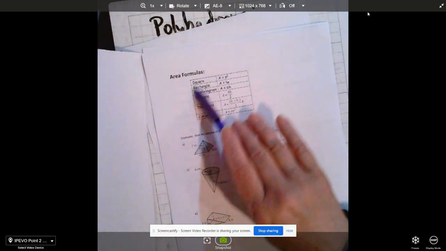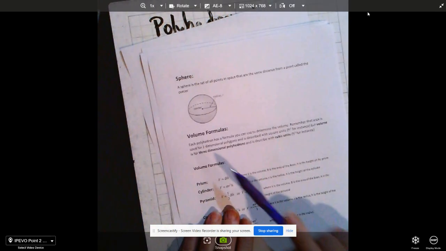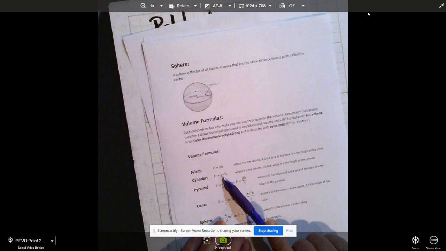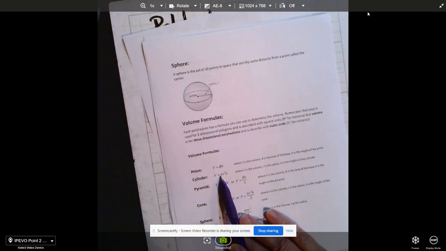So it's important that you know these formulas because you have to use them in order to figure out the volume. So this capital B stands for area of the base. For a cylinder, the volume will be pi times the radius squared times the height. And again, the height is how tall your cylinder is. We will generally be using 3.14 for pi.